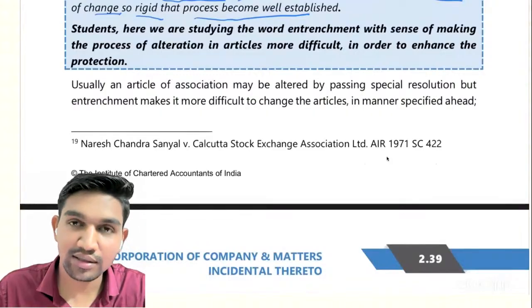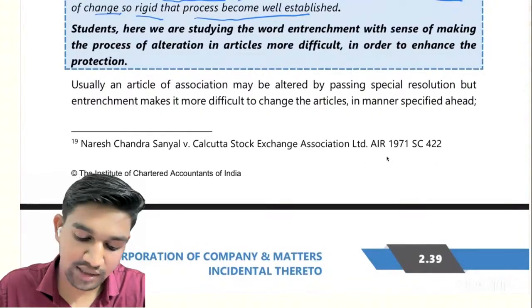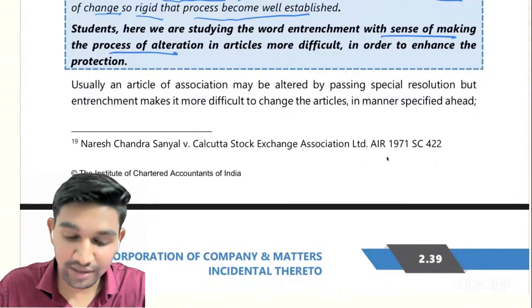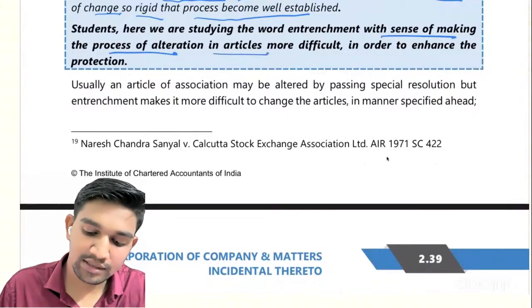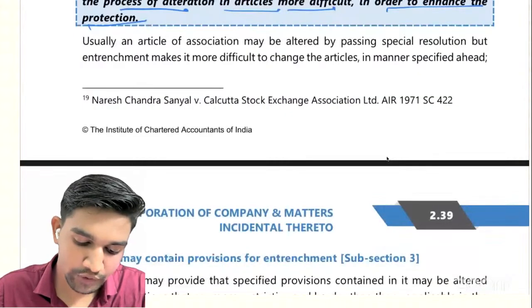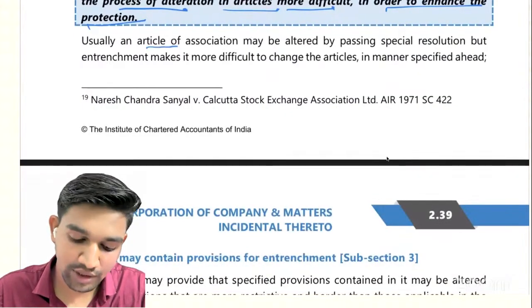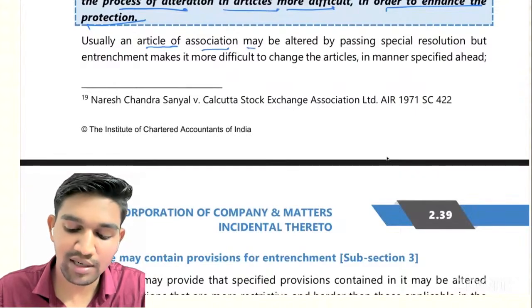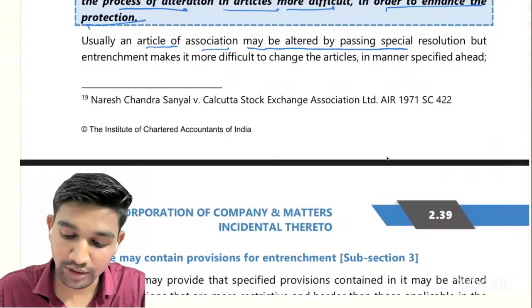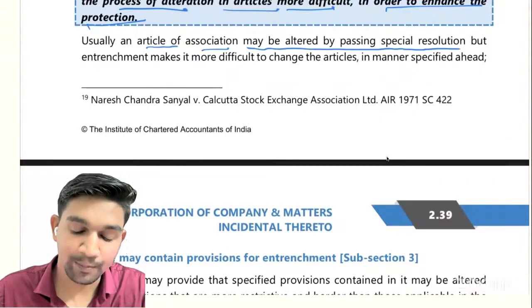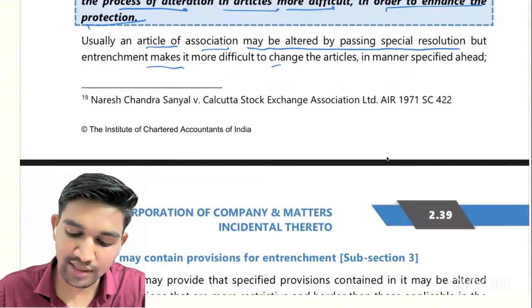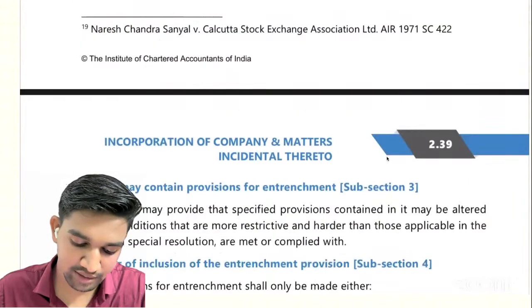Here we are learning the concept of entrenchment in the sense of making the process of alteration in the articles more difficult in order to enhance the protection. Usually, articles of association may be altered by passing a special resolution, but entrenchment makes it more difficult to change the articles in the manner specified ahead.